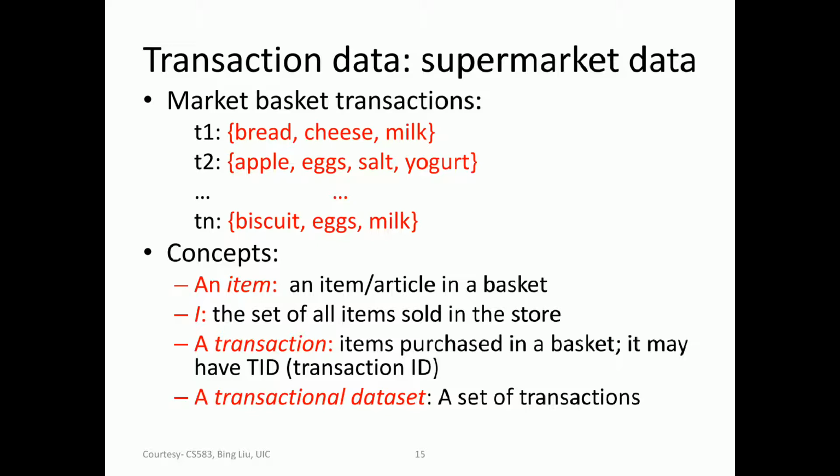So the concept is that an item is nothing but an item or article in the basket. The I is nothing but the set of all items that is possibly sold in the store. And a transaction is the items purchased in a basket. It may have a transaction ID or it may not have. And a transactional data set is a set of transactions.